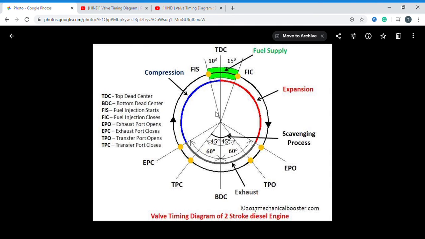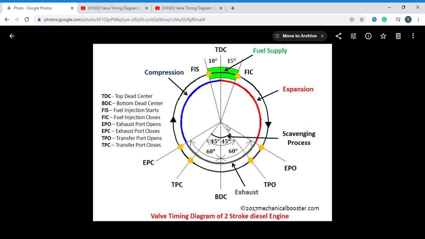In this process you can observe that the exhaust port opens before BDC by 60 degrees and closes after BDC by 60 degrees. The transfer port opens before BDC by 45 degrees, and after BDC the transfer port closes at 45 degrees. So the exhaust port opens and closes at 60 degrees, and the transfer port opens and closes at 45 degrees. That is what you can remember.